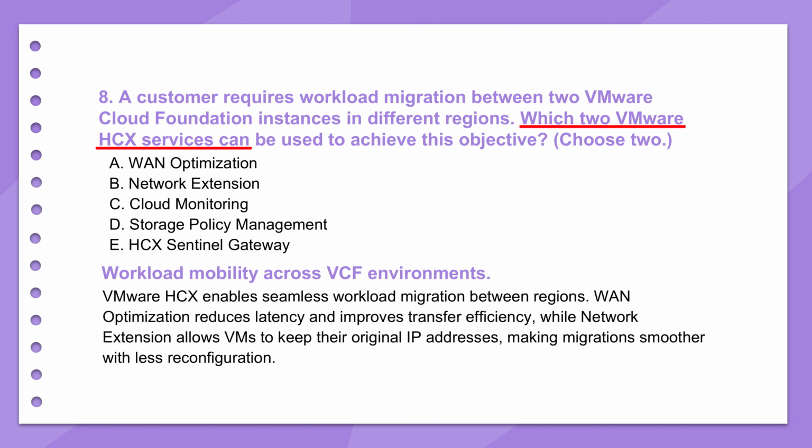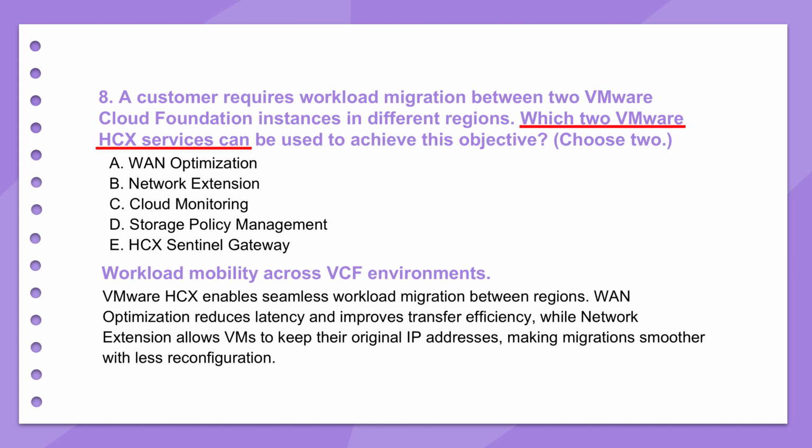Which VMware tech makes that happen? You mentioned something called HCX. Yes, VMware HCX, which stands for Hybrid Cloud Extension. It's specifically designed for that kind of large-scale workload migration and mobility between different environments, could be between two VCF data centers, or even between VCF and a public cloud.